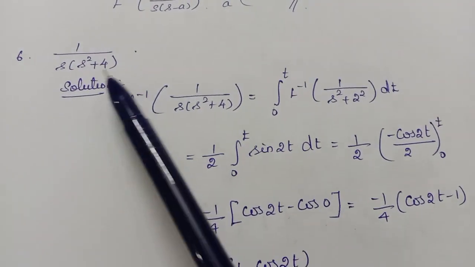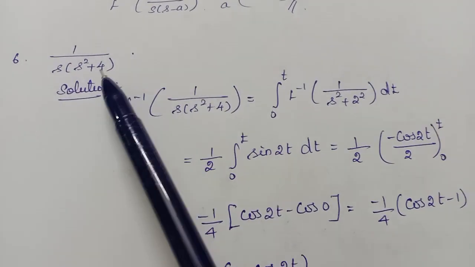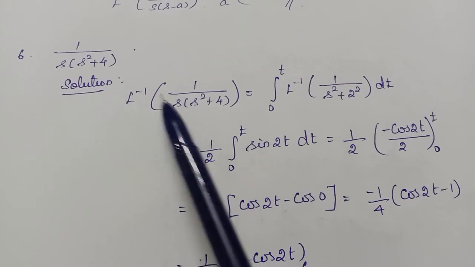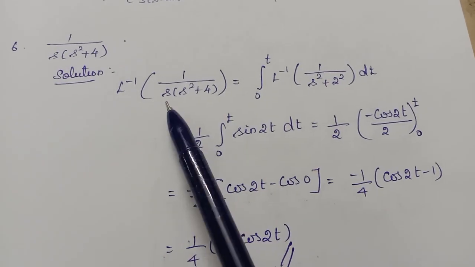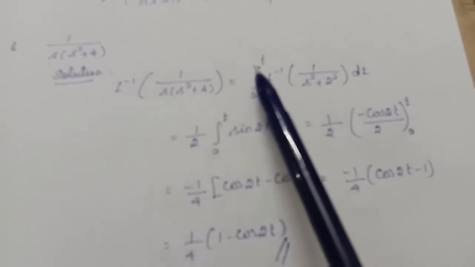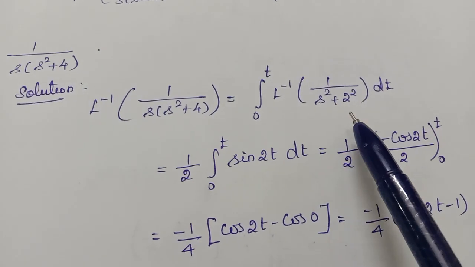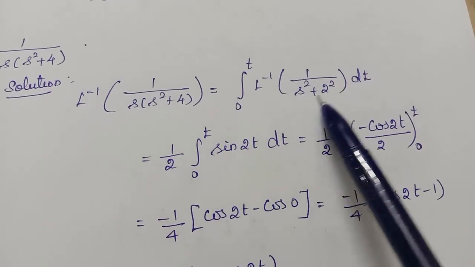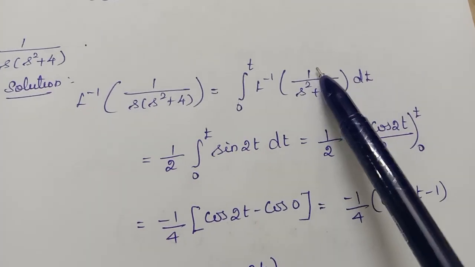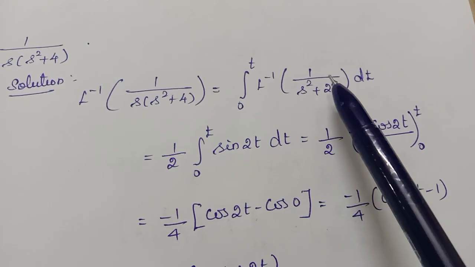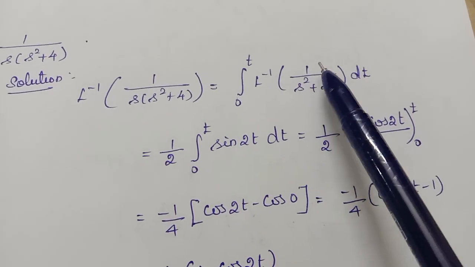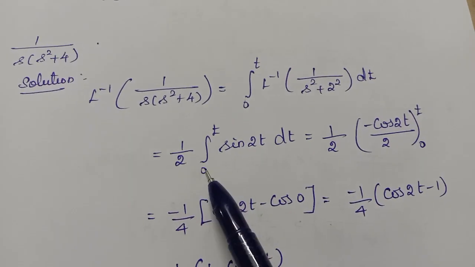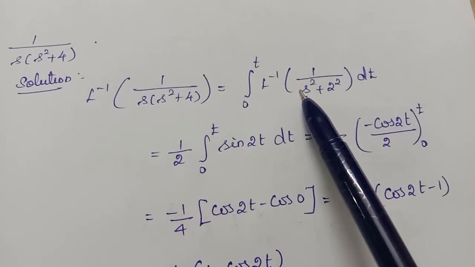1 by s into (s square plus 4). Here also the same type. I am having s in the denominator. So L inverse of 1 by s into (s square plus 4) is equal to integration of L inverse of 1 by (s square plus 2 square) into dt. Now this is nothing but sine, isn't it? But 2 is not present here. Here it is s square plus 2 square. That 2 is not here. So I am multiplying and dividing by 2. So 1 by 2 into integral 0 to t, this is nothing but sine 2t.